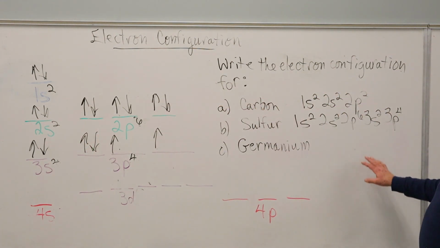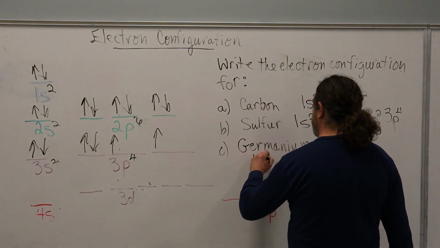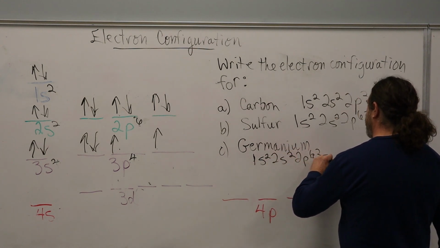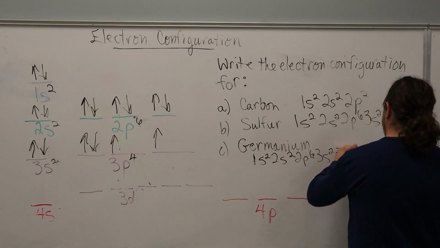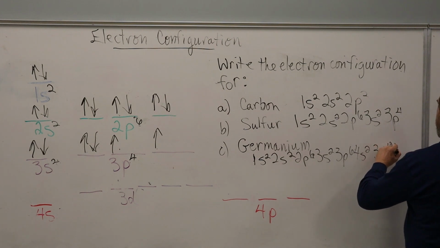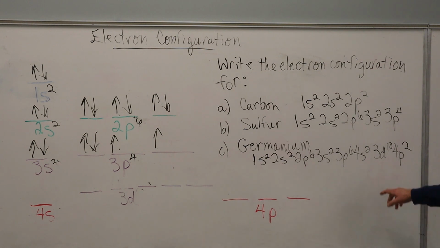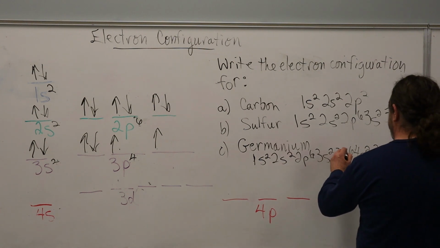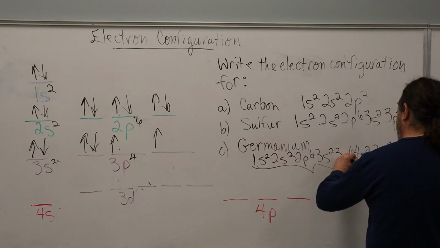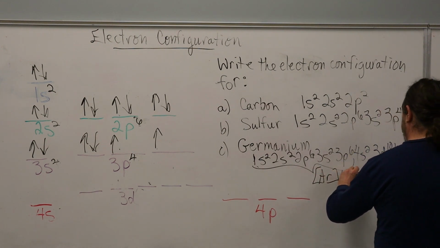All right, now we're going to move on to germanium. Okay, germanium is 1s2, 2s2, 2p6, 3s2, 3p6, 4s2, 3d10, 4p2. Or if we wanted to write this in noble gas configuration, we could basically sum all of that up right there. That's argon. And then just simply write out the rest.